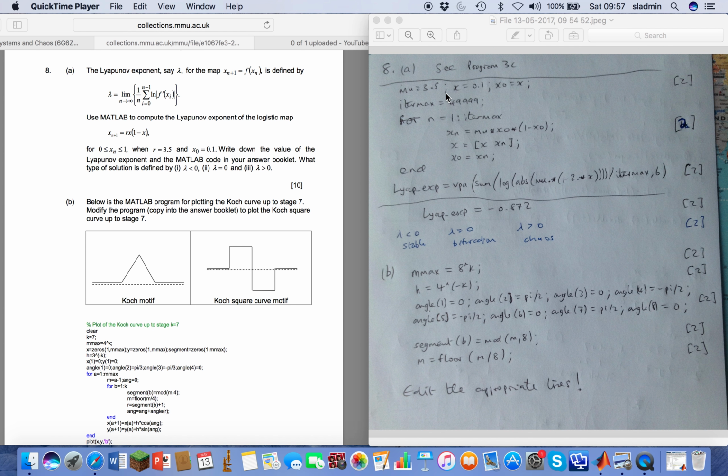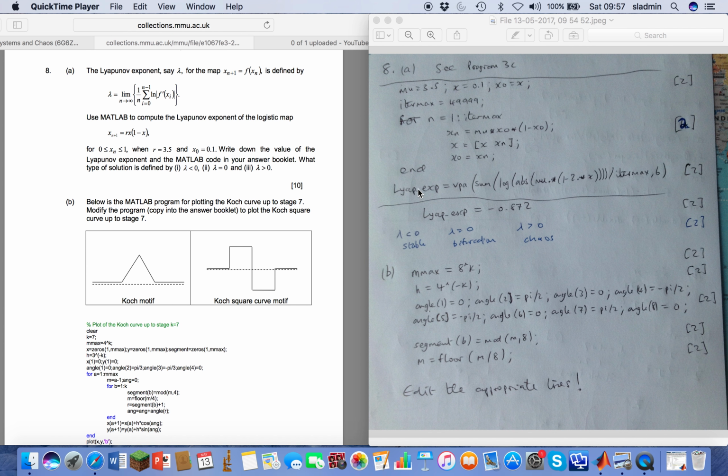So in this case, mu is 3.5. We take x is 0.1 and we put x naught is x. We're going to iterate 50,000 times. So for n is 1 to the maximum number of iterations. Here is our iterative formula for the logistic map, and then here is the formula for the Lyapunov exponents, which is given up here.